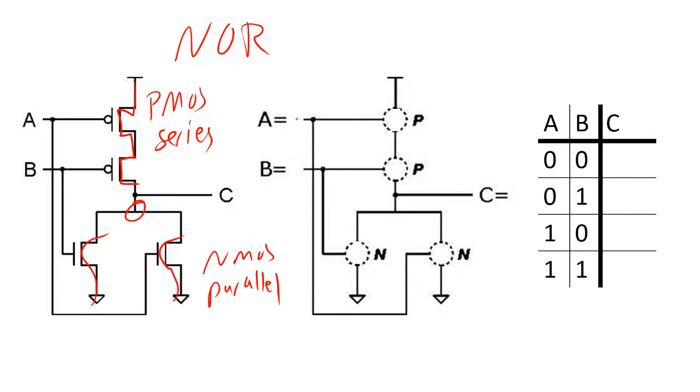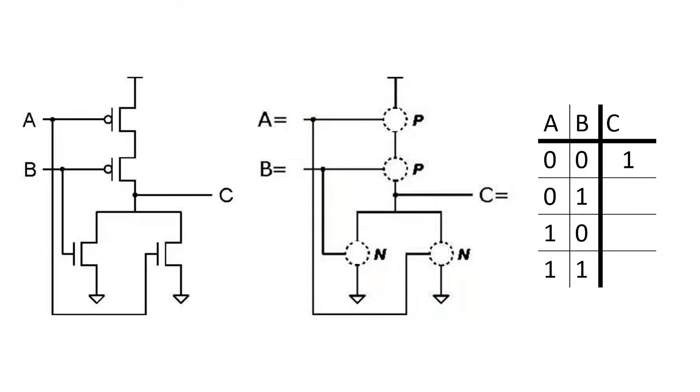So let's look at the inputs. When A is 0, B is 0. A creates a short on the PMOS, B creates a short on this PMOS, and then the A comes around here and creates an open on the NMOS, and B creates an open on this NMOS. So we have a direct connection between VDD and the output, and no path between ground and the output, so our output is 1.